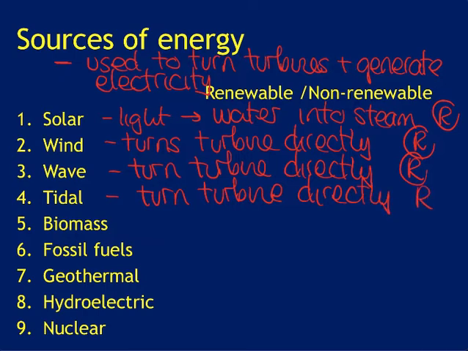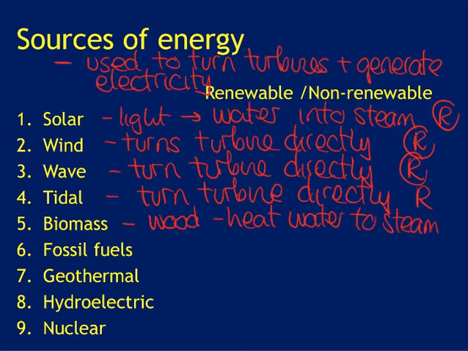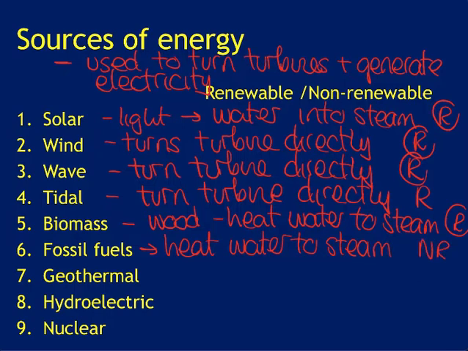So it's renewable. Biomass is essentially wood, compost, animal droppings. We just use it as wood. So for wood here, we'd have to heat water into steam, and that's going to then turn your turbine. And biomass is renewable because we can keep growing trees. Fossil fuels, again, we use them to heat the water into steam, to turn the turbine, generate our electricity. The unfortunate bit is that it is non-renewable. So this is our first non-renewable.